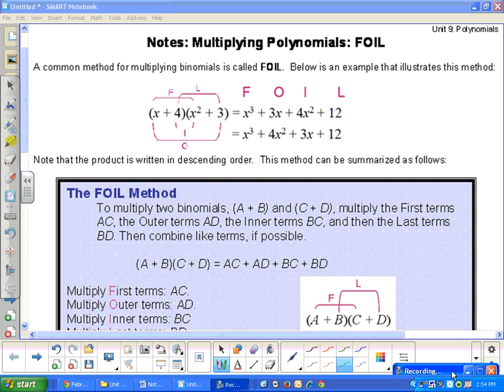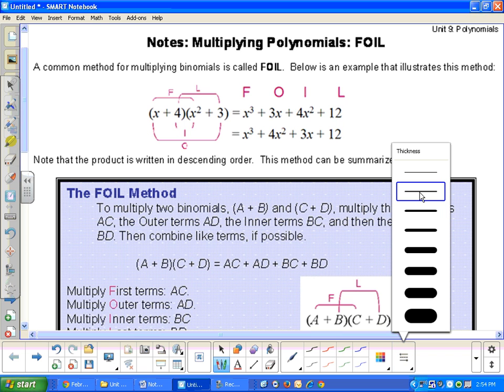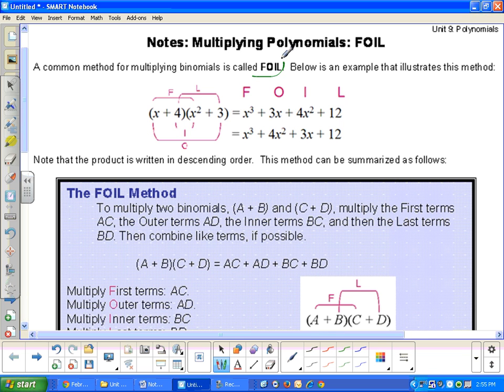This is notes on multiplying polynomials. You have to be careful about polynomials. This is like a distributive property. You're multiplying x times everything in the second parentheses, 4 times everything in the second. And there's a shortcut to help you remember what the steps mean.